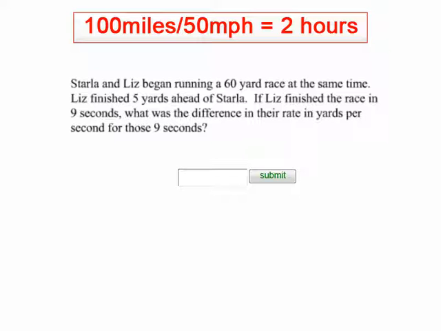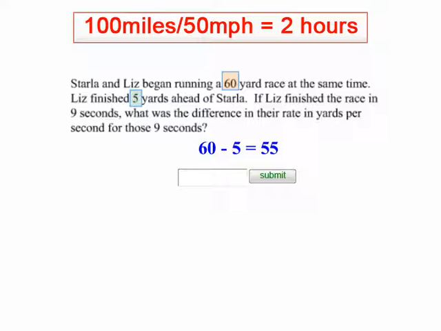If she finished the race in 9 seconds, what was the difference in their rate in yards per second for those 9 seconds? This problem looks hard until you realize there's a logical way to look at it. Liz finished the race 5 yards ahead of Starla. So in 9 seconds, Liz ran 60 yards. But Starla only ran 55 because she ran 5 yards less.